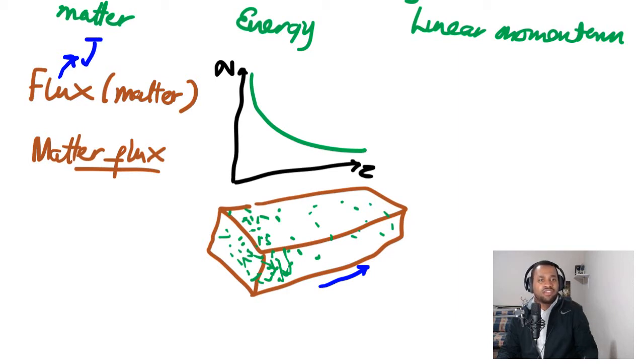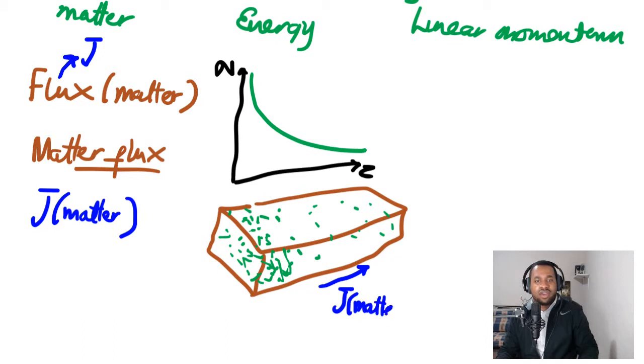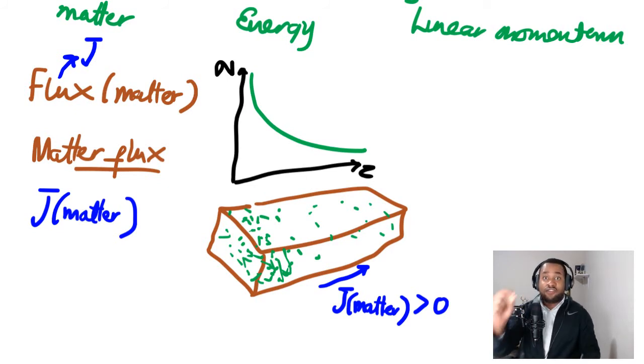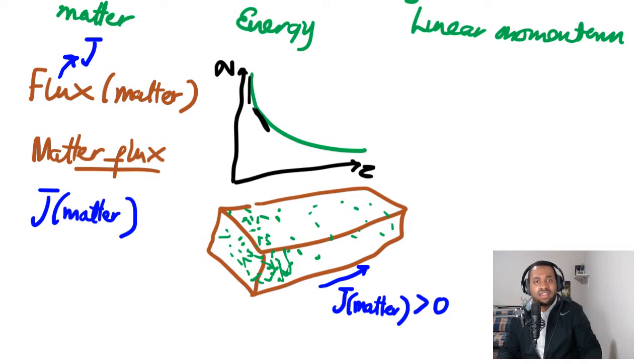So in this part, we're going to be measuring our J for matter, which is the same thing as our matter flux. Our J for matter is increasing, which we're going to assume to be greater than 0. And as the matter flux increases, we notice that these slopes have a negative value, but the negative values are decreasing.